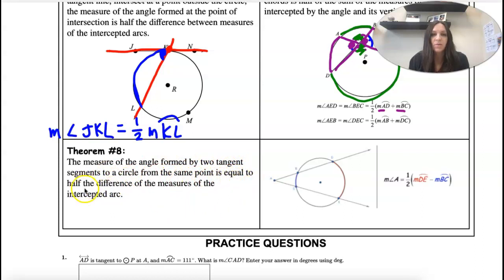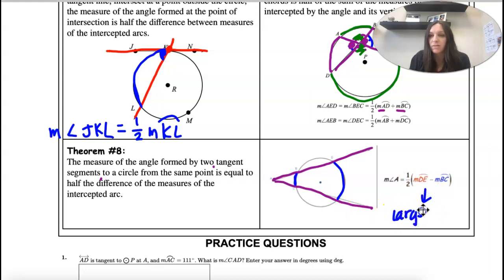Okay, last one. The measure of the angle formed by two tangent segments to a circle from the same point is equal to half the difference of the measures of the intersected arcs. Okay, so two tangent segments. That's what these are. I have two lines. And the intercepted arcs are right here. So if I subtract the larger arc, so that'll be this one, minus the smaller arc, times by 1/2, I'm going to get this angle.